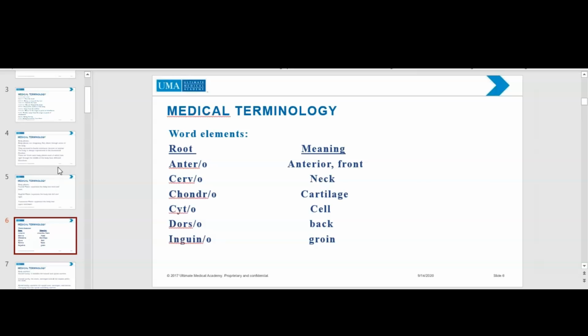Here's a list of some word elements related to these body structures. So the root word antero means anterior or front. Cervico means neck. Chondro equals cartilage. Cyto equals cell. And keep in mind, guys, that these are all roots, okay? And here's the meaning. Dorsal equals the back, and inguino equals the groin area.